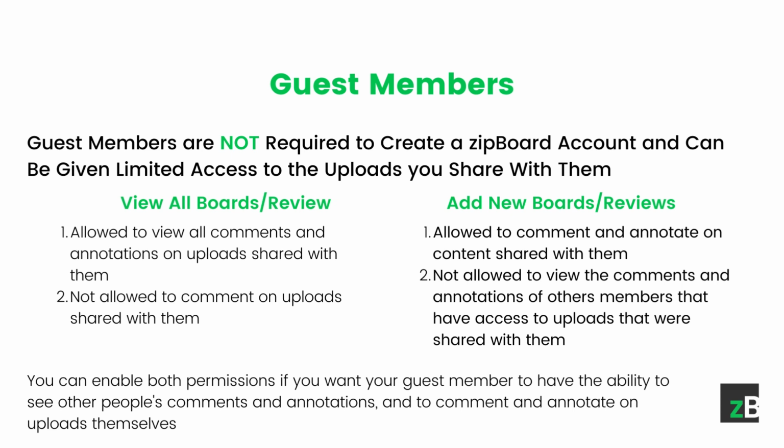The 2 types of permissions you can grant them are the ability to view the uploads that have comments on them without being able to annotate or comment, or the ability to annotate and comment on uploads without being able to see other people's annotations. You can also enable both permissions so that they can view others' comments and annotations, as well as comment and annotate themselves.